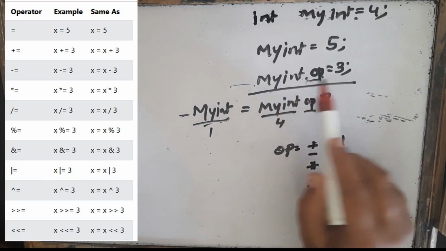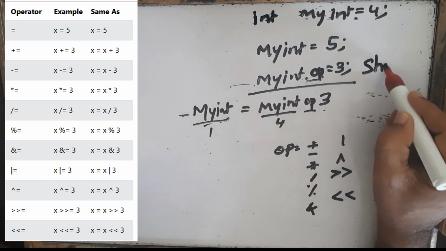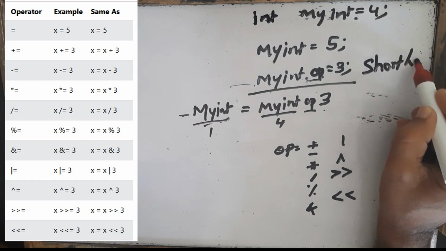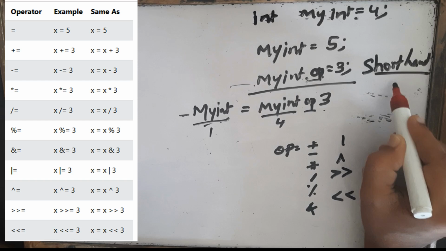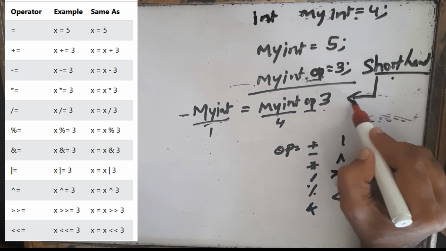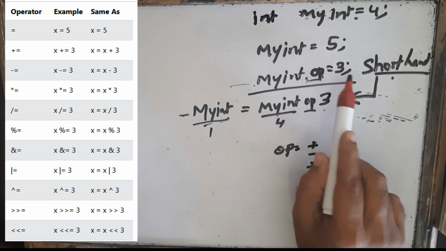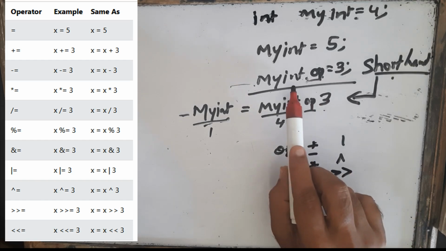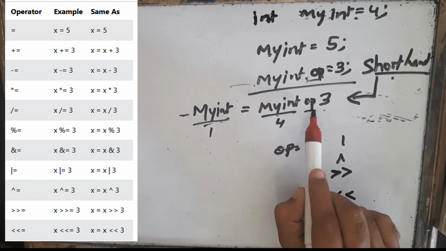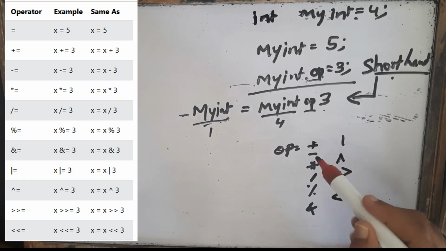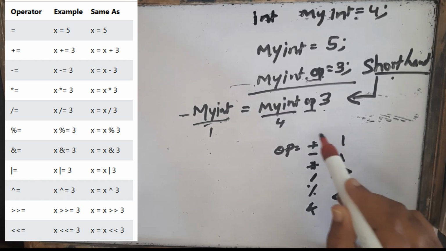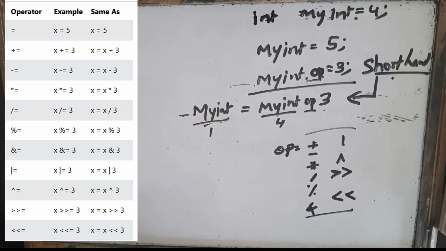So you can write, this is called the shorthand method. This is the actual meaning of this shorthand. My int operate OP is equal to 3 can be translated as my int is equal to my int operation 3. The operator can be any operator that is listed here. Okay, this can be used in C.